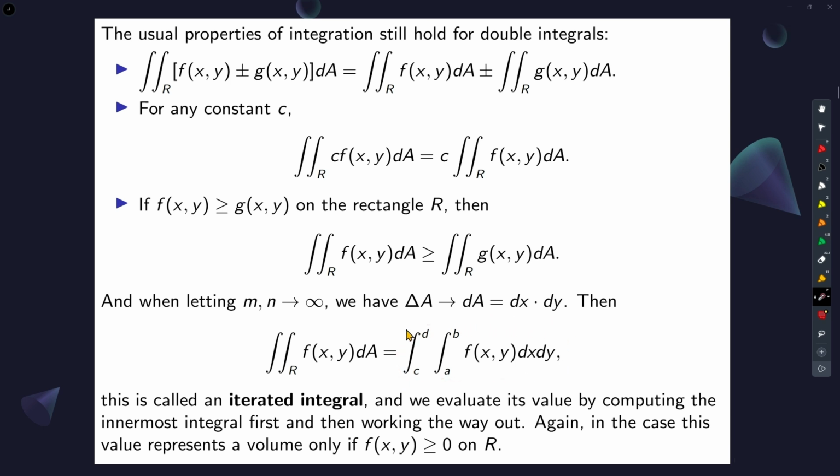What this means is that I can first compute an integral with respect to x of f between a and b, treating y as a constant, and then take whatever the result is and compute an integral with respect to y from c to d. That is what we call the iterated integral, and it is our way to compute integrals, at least over rectangles. So we're going to see some examples of this.